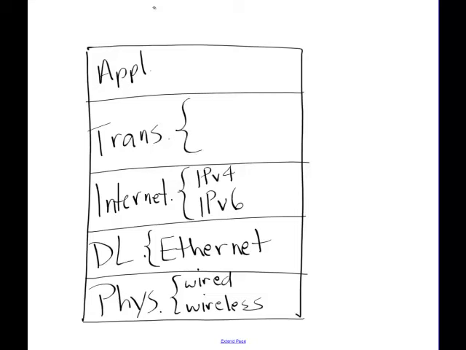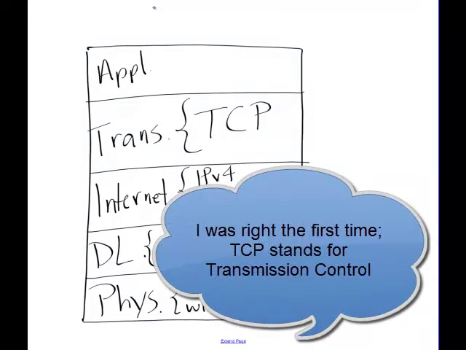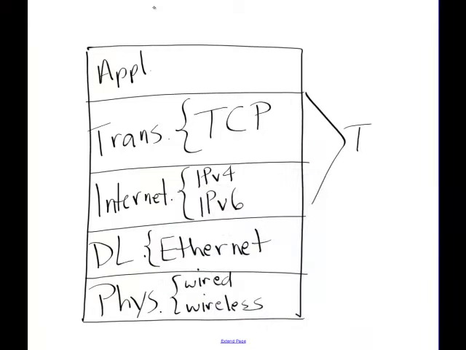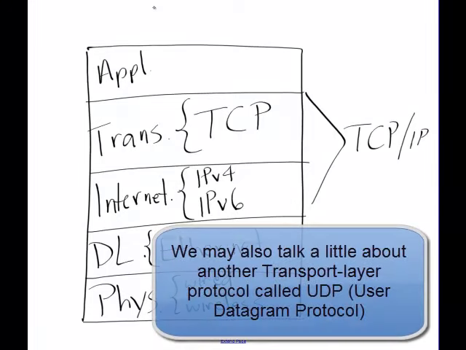At the transport layer, the most common protocol we deal with is Transmission Control Protocol, TCP. And obviously, this is where we get TCP/IP from. And those are the 2 most important protocols we will talk about in this course.